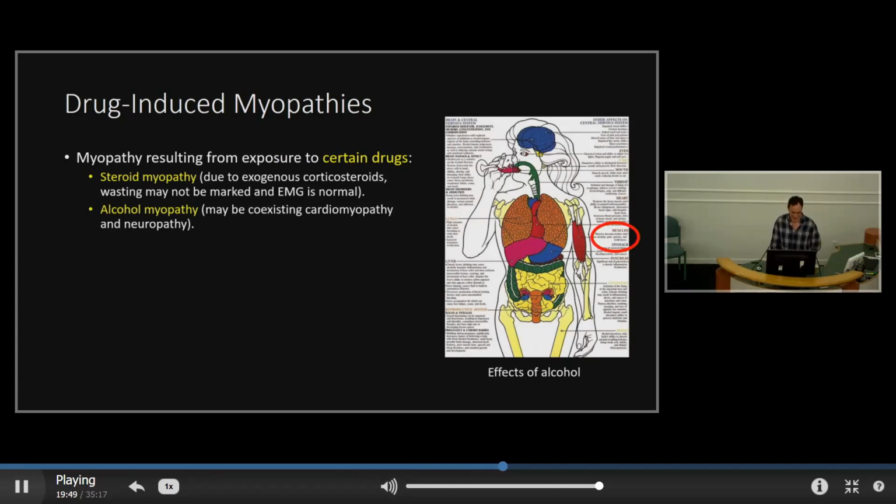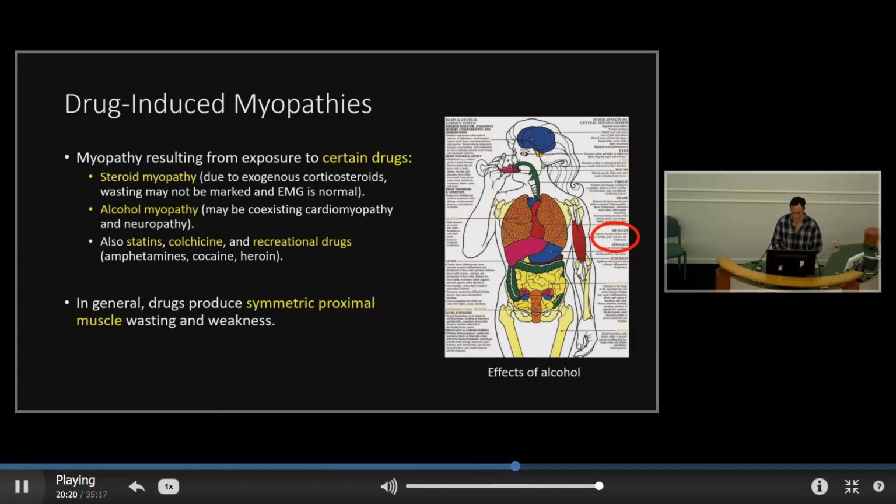So there may be coexisting cardiomyopathy, neuropathy, and other problems with the alcohol myopathy. Some of the classic drugs that give you a drug-induced myopathy are statins, colchicine, recreational drugs, such as these ones here, amphetamines, cocaine, and heroin. They can result in quite nasty, aggressive, even necrotizing myopathies. So it's really important to take a good history as to drug use, both medicinal and otherwise, when you see someone with a myopathy. And in general, all these things give you a symmetric proximal muscle wasting and weakness.